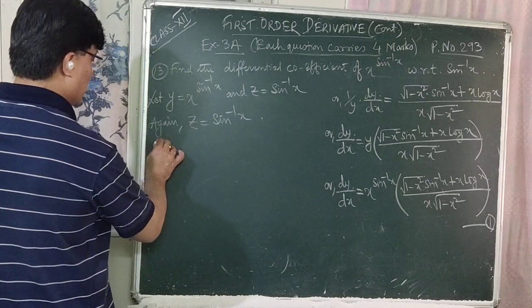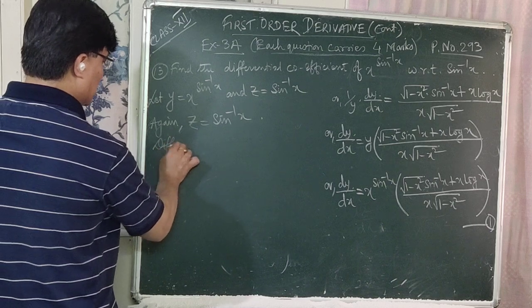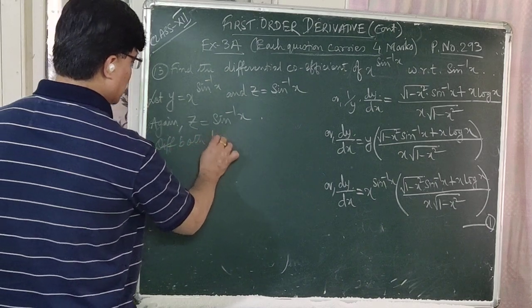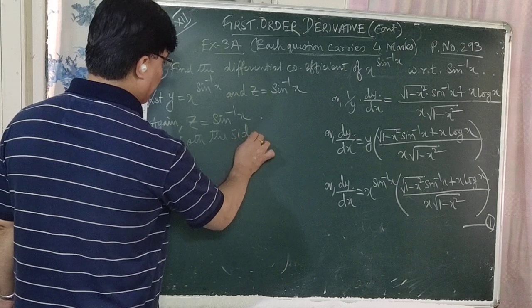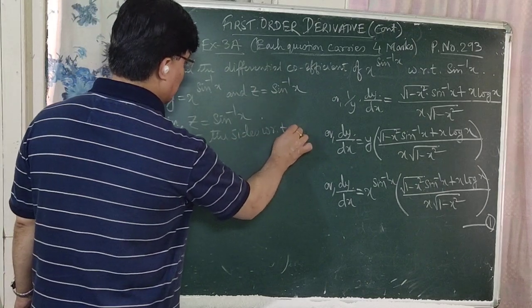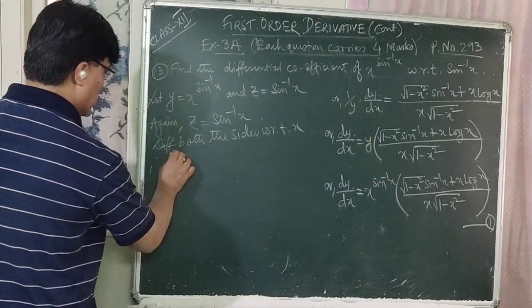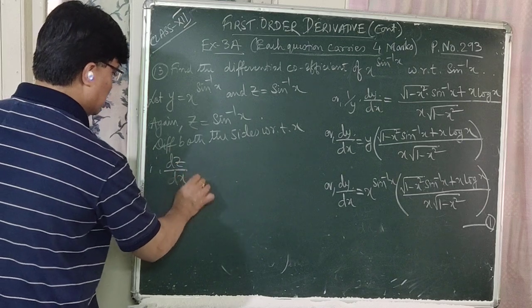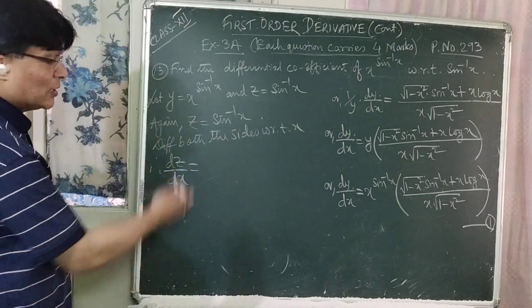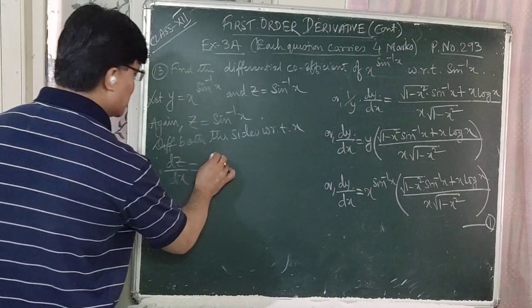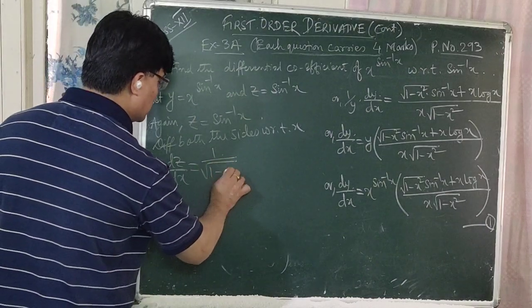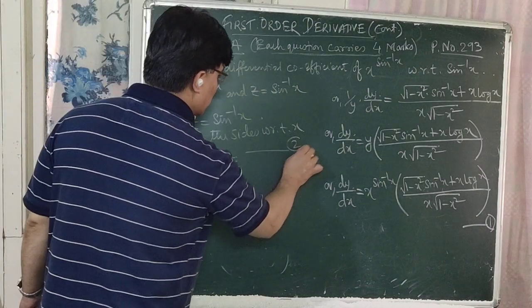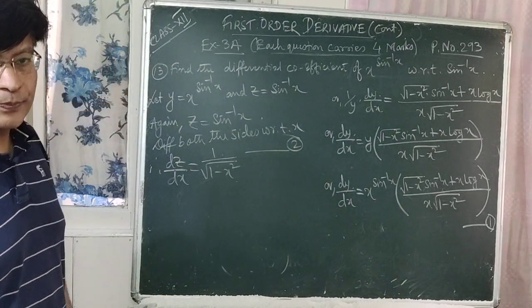Now differentiating both the sides with respect to x, so therefore dz by dx is equal to, now you can easily differentiate it, isn't it? Just use the formula. What is d by dx of sine inverse x? It is 1 upon root over 1 minus x square. Okay, so this is number 2.